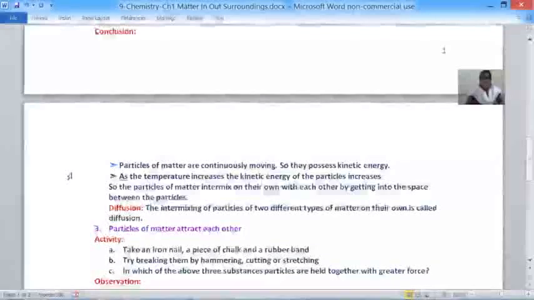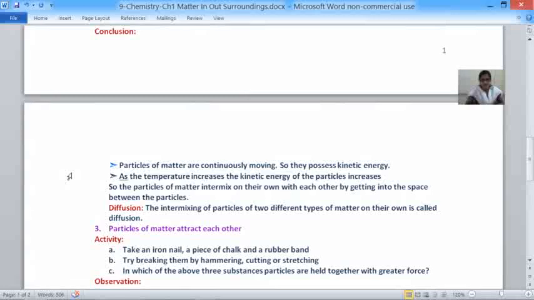So, the third characteristic of matter is that particles of matter attract each other. For this we have to perform another activity. Take an iron nail, a piece of chalk and a rubber band. So try breaking them by hammering, cutting as well as stretching. In which of the above three substances are the particles held together with greater force? What will be your observation?